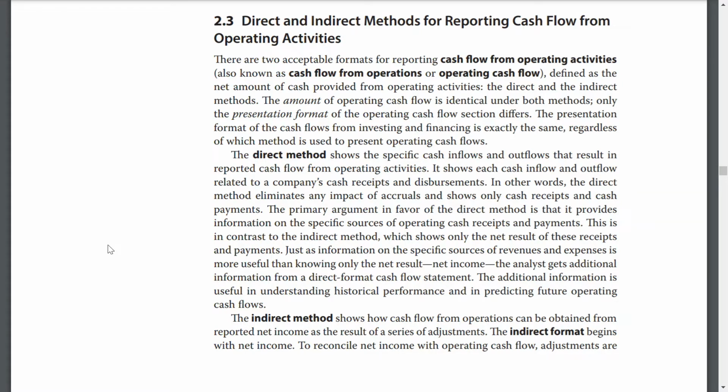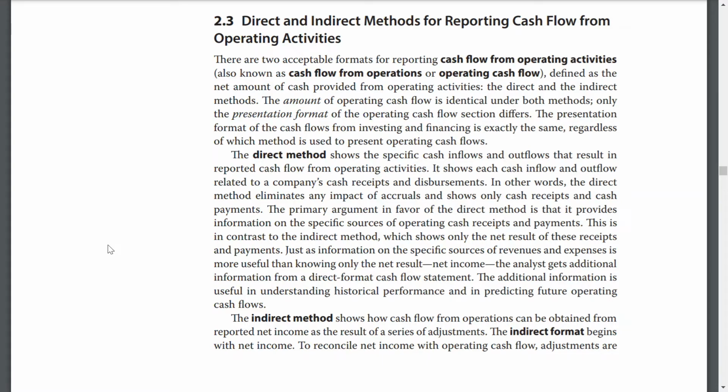The primary argument in favor of the direct method is that it provides information on the specific sources of operating cash receipts and payments. This is in contrast to the indirect method, which shows only the net results of these receipts and payments. Just as information on the specific sources of revenue and expenses is more useful than knowing only the net result, net income, the analyst gets additional information from a direct format cash flow statement. The additional information is useful in understanding historical performance and predicting future operating cash flows.